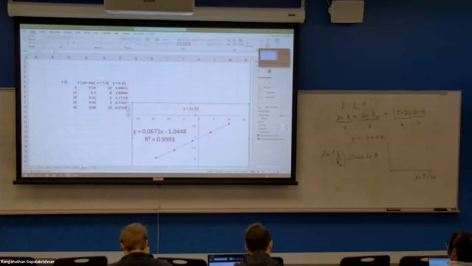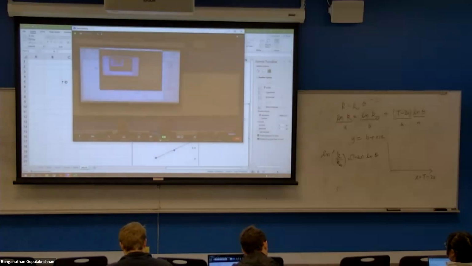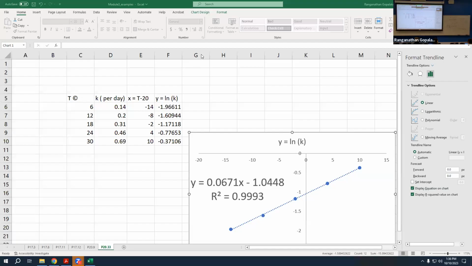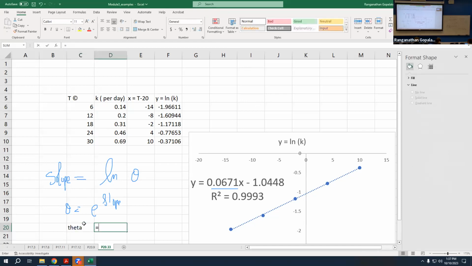Okay, so I'll write it here. My slope is equal to natural log of theta, which means theta should be the exponent of the slope. What is the exponent of 0.0671? Theta equals exponent of 0.0671, which is 1.0694.